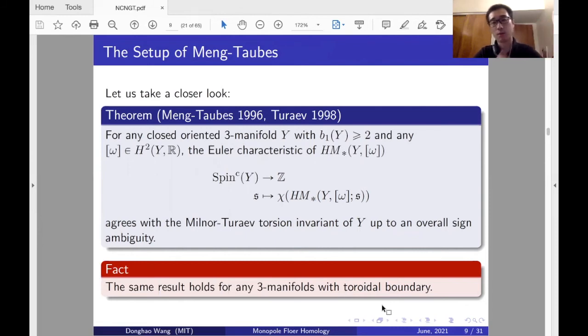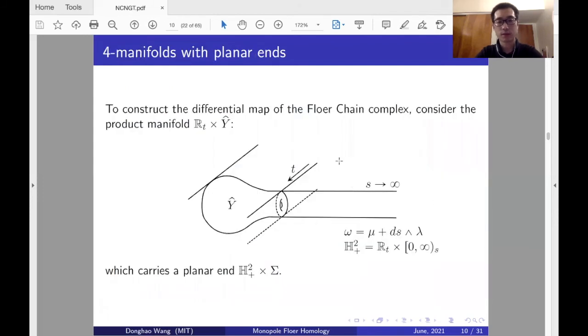But maybe we can go one step further and analyze the negative gradient flow lines of the Chern-Simons-Dirac functional and define a Floer homology group. This will force us to consider the monopole equations over this four-manifold R cross Y hat.